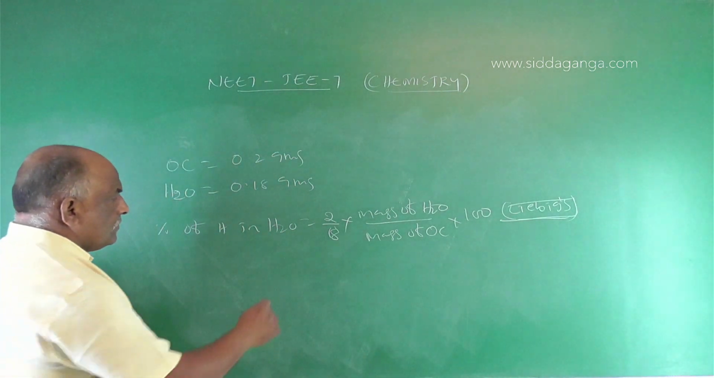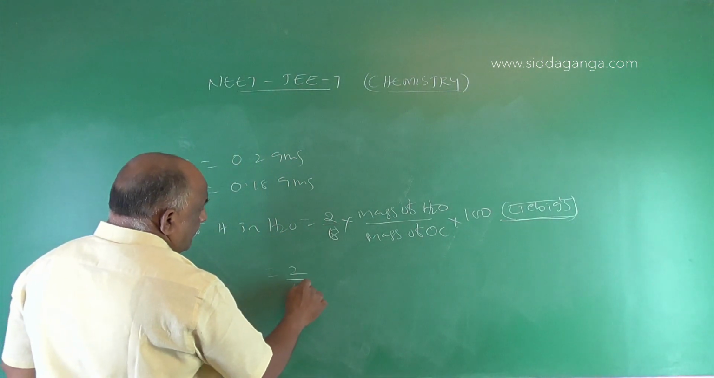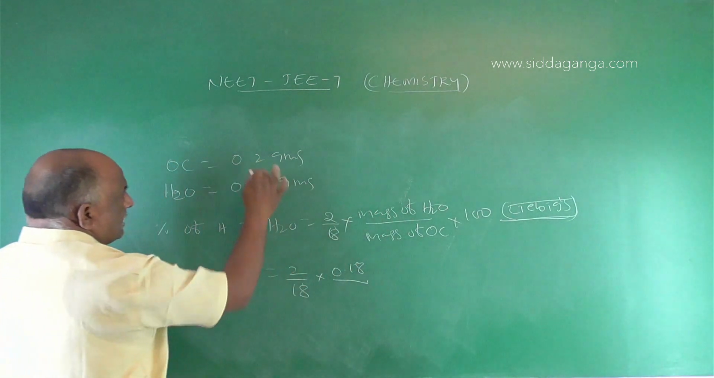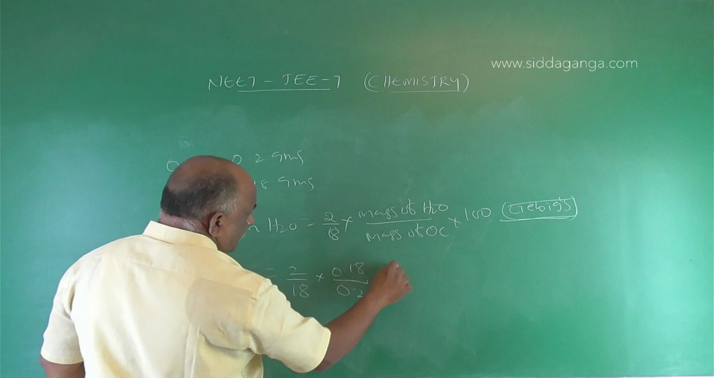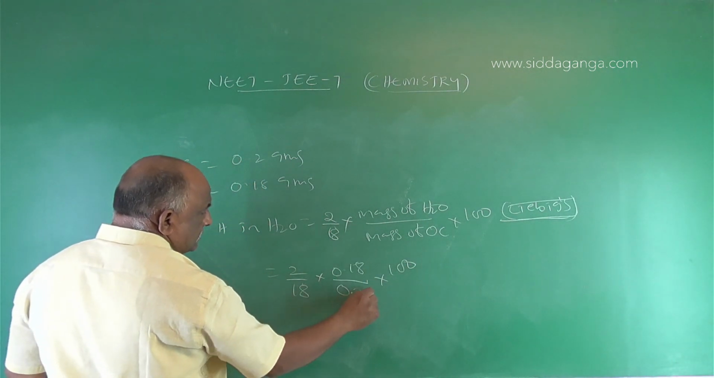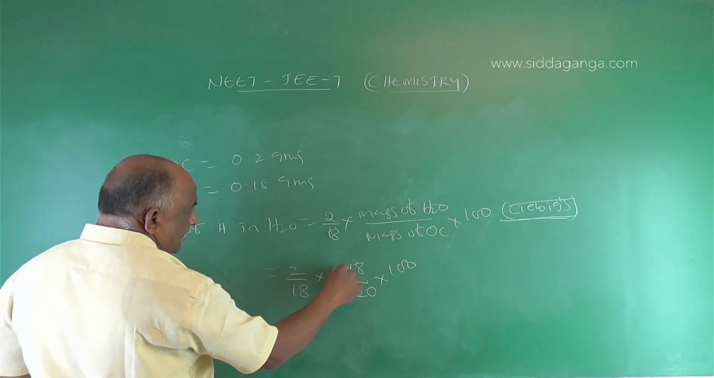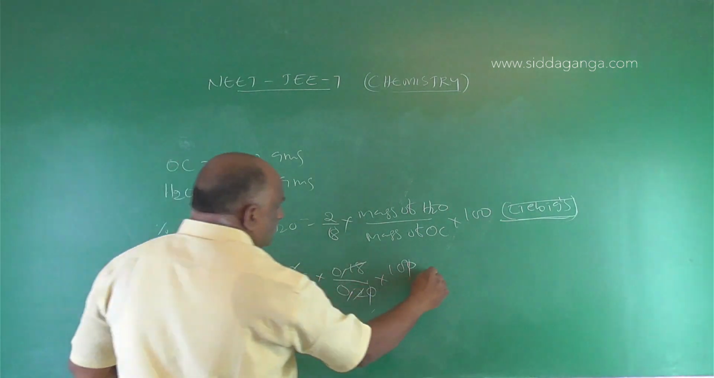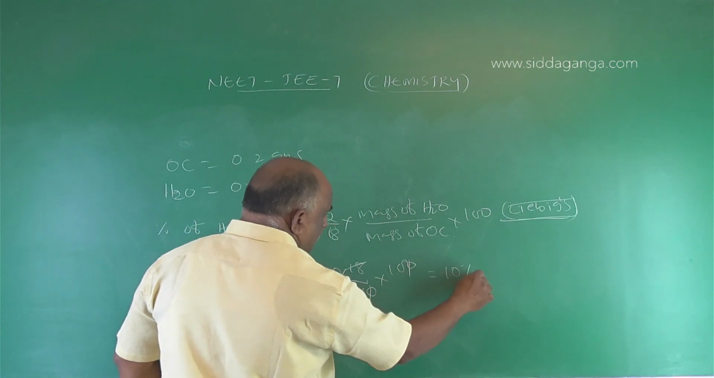So here we go with 2 by 18 into mass of water, which is 0.18, divided by mass of organic compound, 0.2, into 100. After the point there are 2 digits and here 1 digit, so we make it 1 0 here; the point gets cancelled, 18 gets cancelled, 0 gets cancelled, 2 gets cancelled. So what is the answer? The answer is 10%.